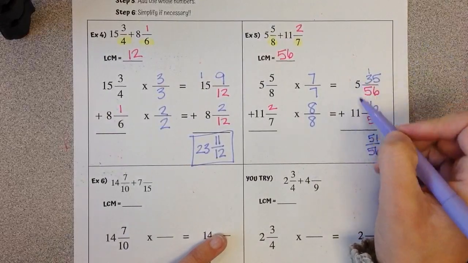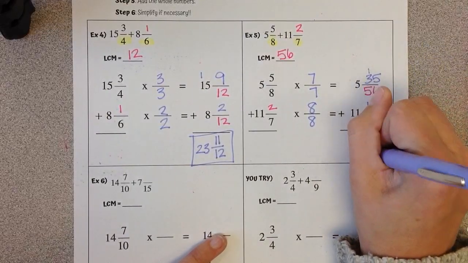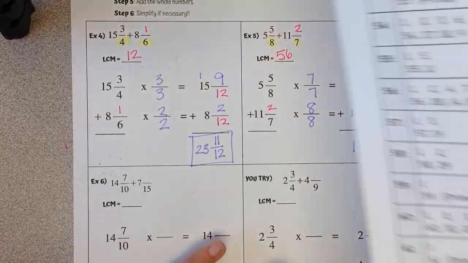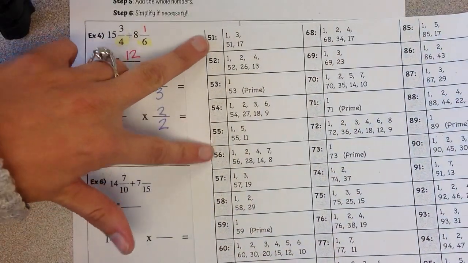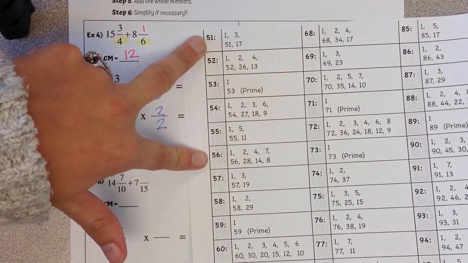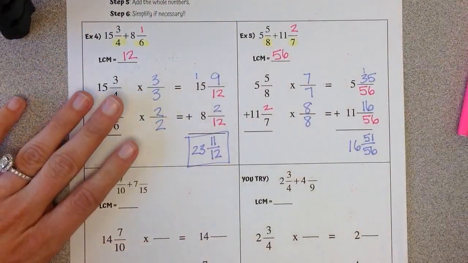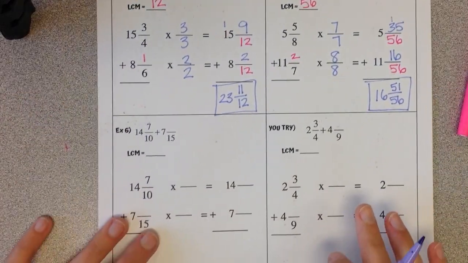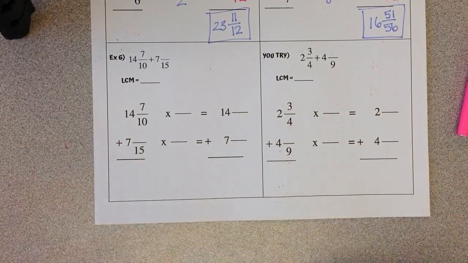Then I'm adding our whole numbers. 5 plus 1 is 6. 0 plus 1 is 1. I will double check on my factor chart. 51 and 56. The only number they both share is 1, so I'm keeping it as 16 and 51/56. Last one before the you try.